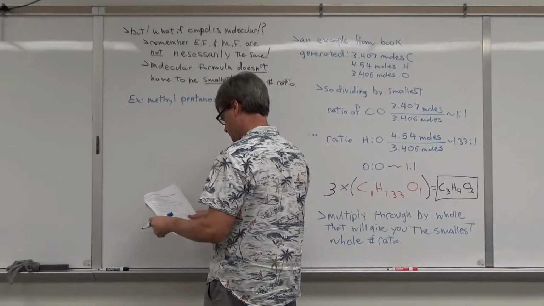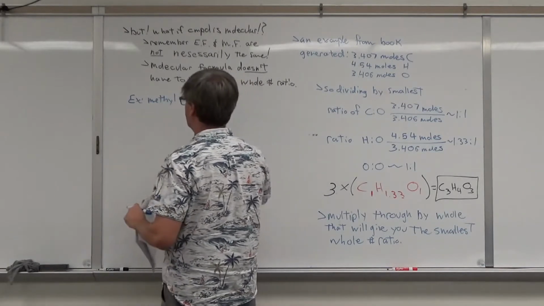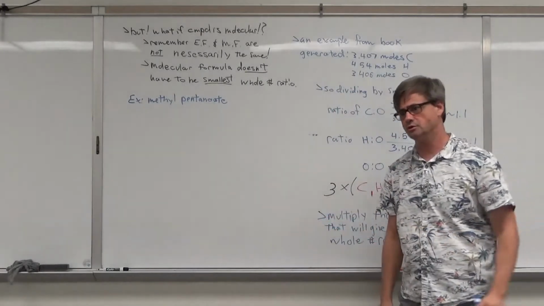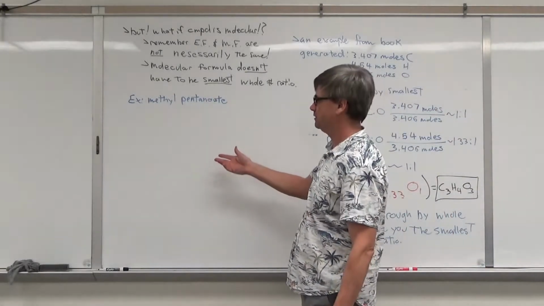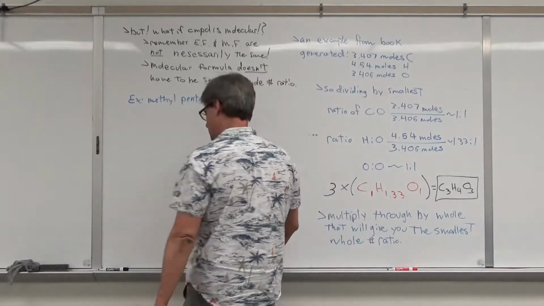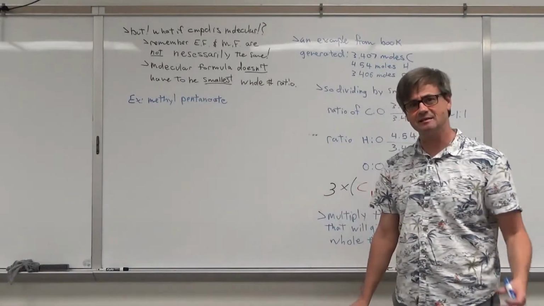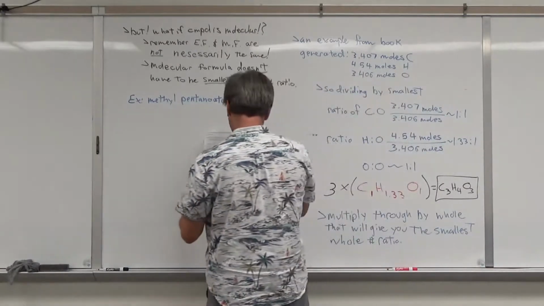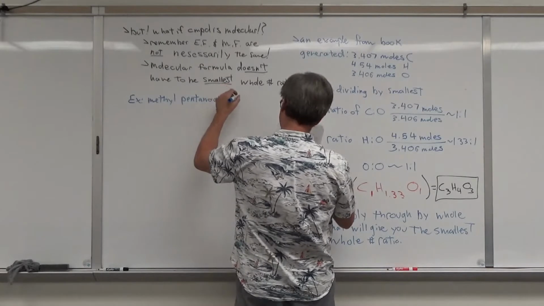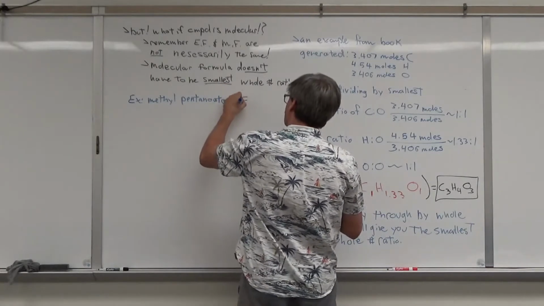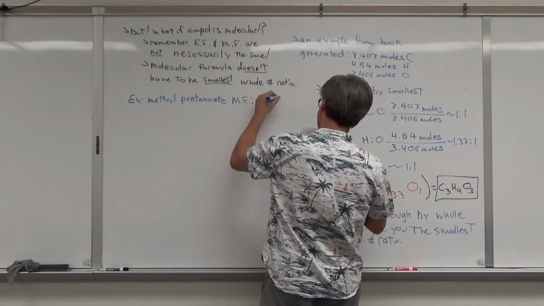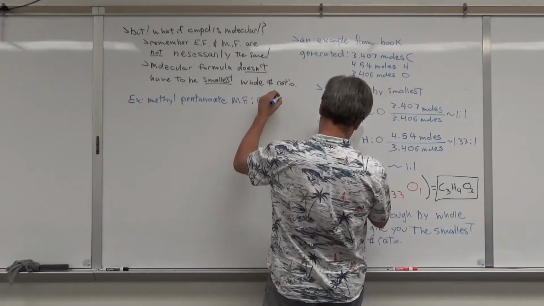Okay, I'm just trying to show you an example. Again, I showed you earlier in the notes where you have a compound that has a molecular formula that's not the same as its empirical formula. So methyl pentoate, the molecular formula is C6H12O2.